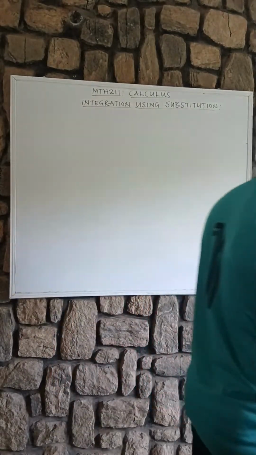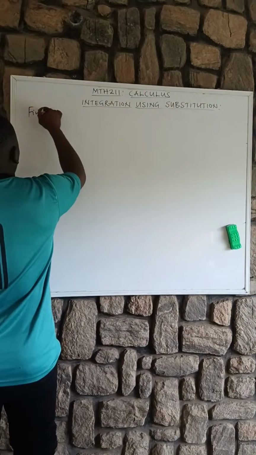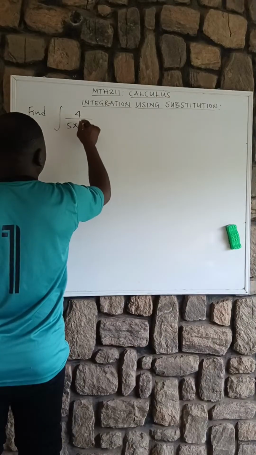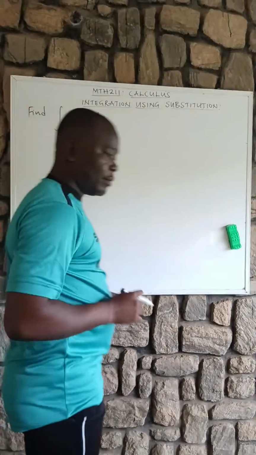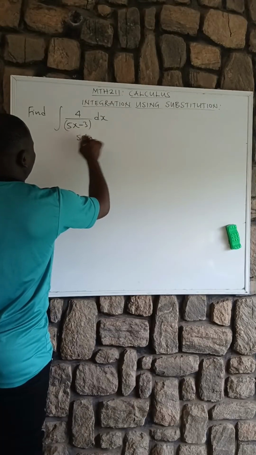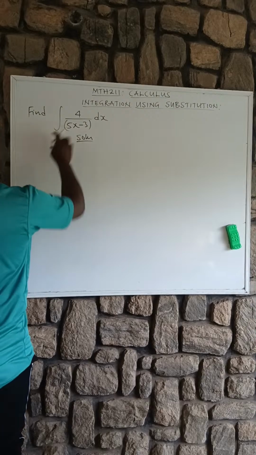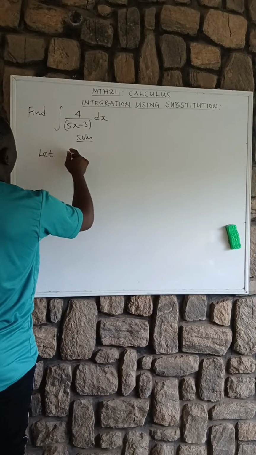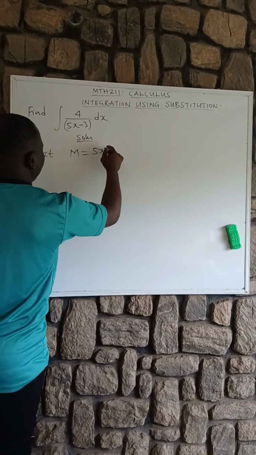Here we have: find the integral of 4 all over 5x minus 3 dx. It's as simple as ABC. It's the same substitution you will use. You write by applying substitution or using substitution. So what you need to do, you now say, let's use another alphabet. M equals what is inside there, 5x minus 3.